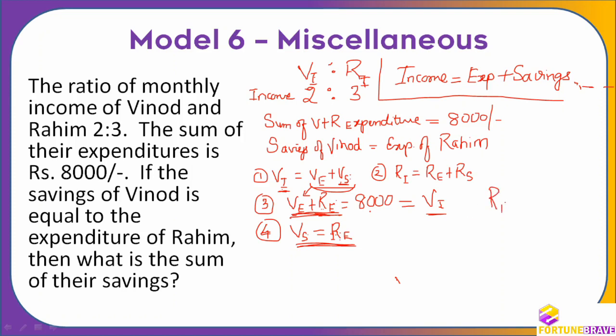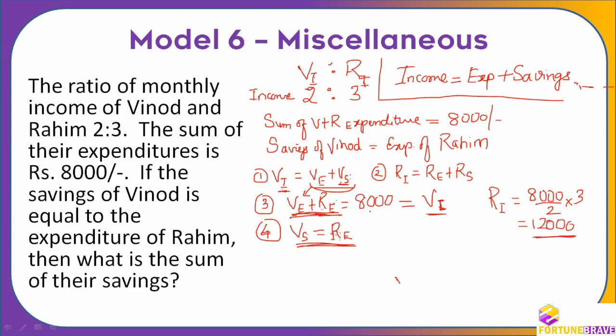Rahim's income is equal to what? We know Vinod's income is 8,000 and his ratio is 2. So Rahim's income I can find out: 8,000 divided by 2 into 3, which is equal to 12,000. But they are not asking this, they are asking something else.